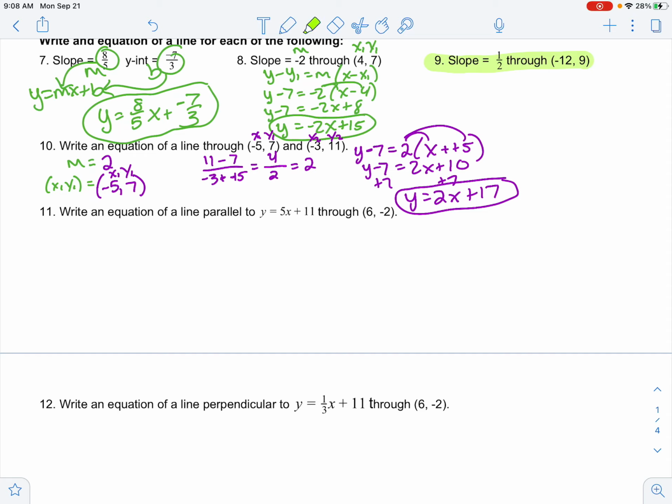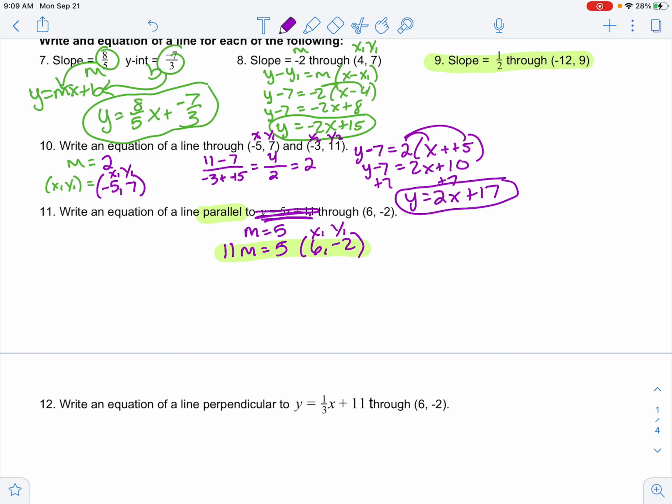Okay, now these next couple you need to pay attention to whether we want a parallel or perpendicular line. So on number 11, write an equation of a line parallel to y equals 5x plus 11 through 6, negative 2. So if it needs to be parallel to this equation here, I need to pull out my slope. My slope in that equation would be the guy in front of the x, which is 5, which means my parallel slope would also be 5. Now that I have my slope out of that equation, we're going to completely ignore it, and we're going to bring down the point that my new line needs to go through. So I'm using this information to come up with my equation.